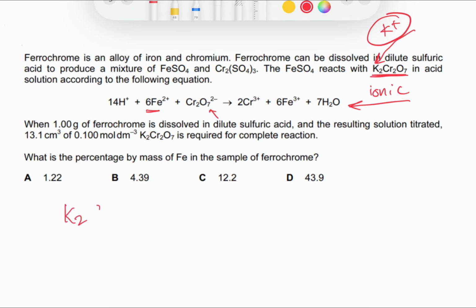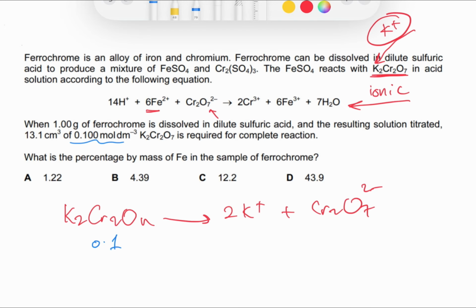If you have K2Cr2O7 and you just dissolve it in water, it gives you 2K positive and Cr2O7 negative 2. So if we have a concentration of 0.1 of potassium dichromate, then it's going to be the same as this one here, because they are in a 1-to-1 mole ratio. But for K positive, what is the concentration of K positive here? It's going to be 2 times 0.1, since it's a 2-to-1 ratio. This thing should be taken into consideration.